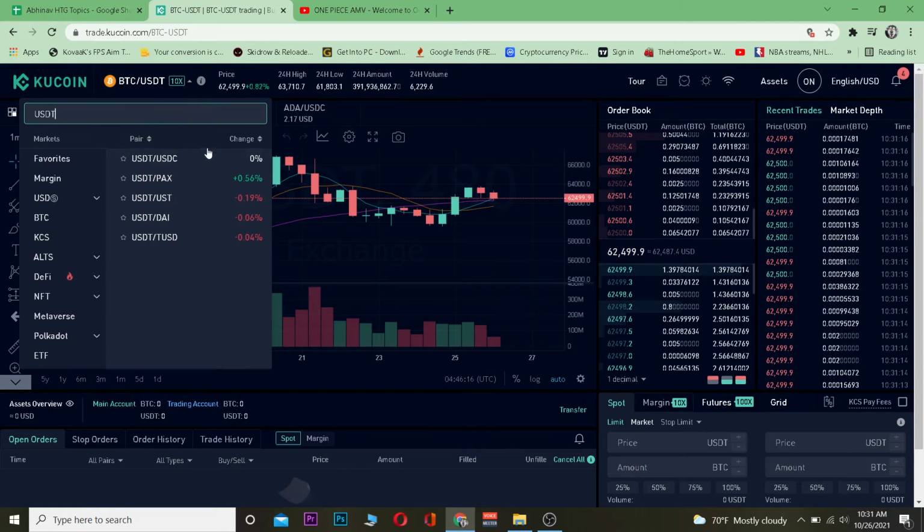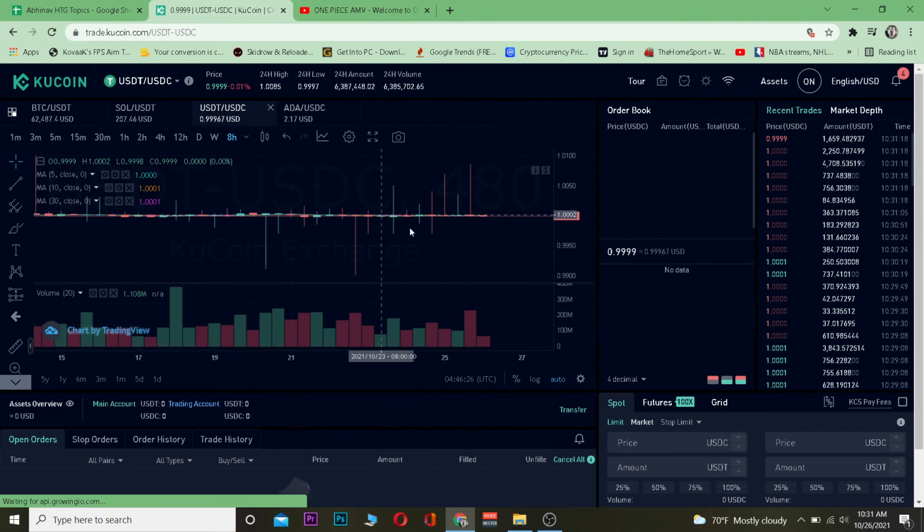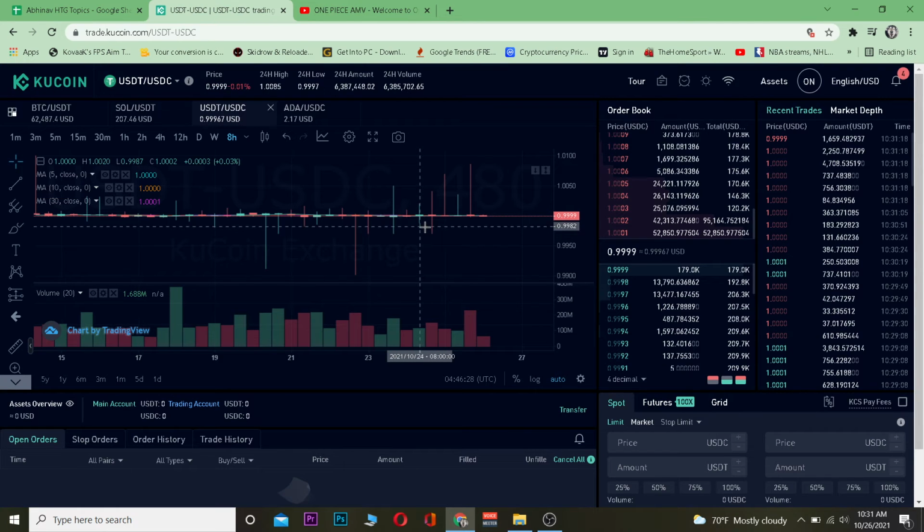Now it says USDT/USDC and so on, which means which currency you want to use to buy USDT. I want to use USDC to buy USDT, so I'm going to click on USDC. Once you do that, it's going to take me over here. So I'm going to be buying USDT using USDC.